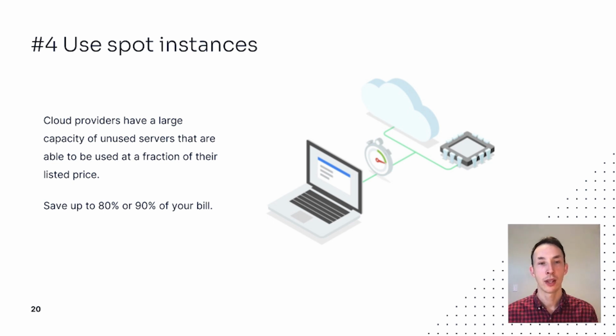Okay, so the next trick up our sleeve is the use of spot instances. So cloud providers have a large capacity of unused servers that are able to be used at a fraction of the cost of their listed price. And so typically that can be 80 or 90% cheaper than the market rate. And the reason they're so cheap, so what's the catch?